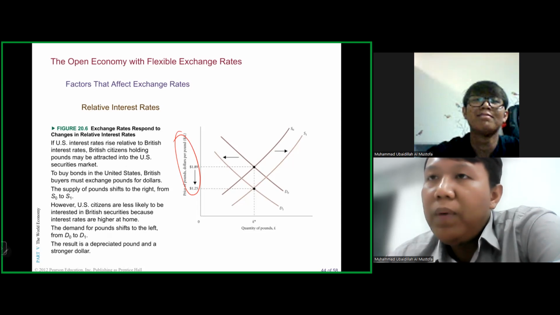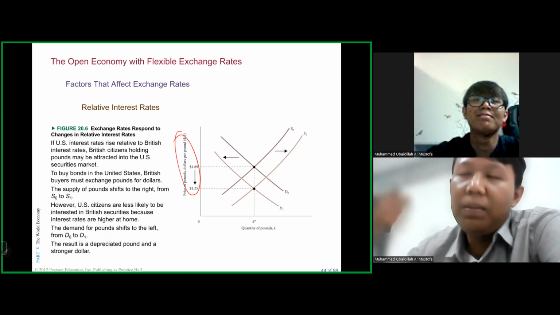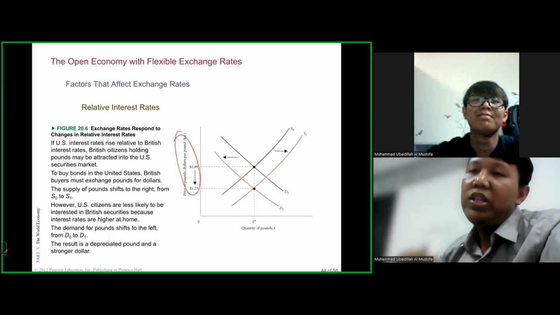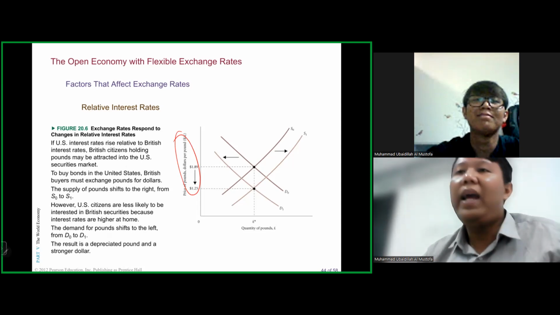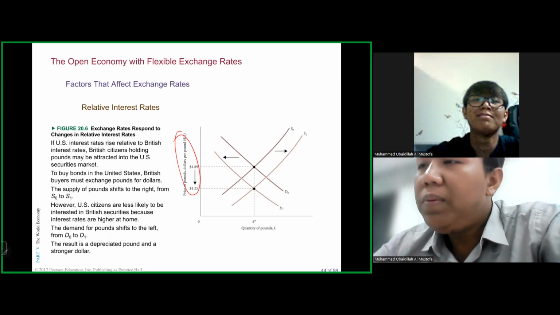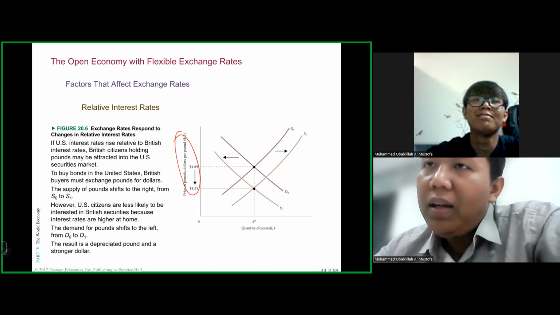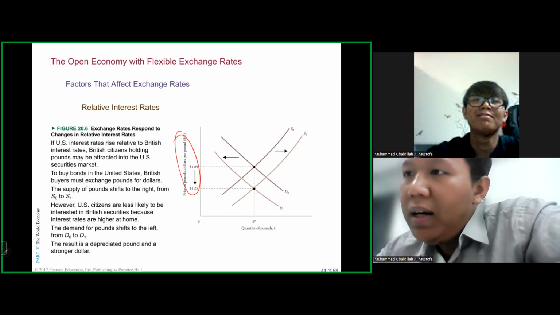So this will shift the demand for the US dollar up and make the demand for pound decrease, because British people are changing their money into dollars. They are exchanging their money into dollars. This is why the supply of pound shifts to the right, because we have an increase in supply. British investors are now exchanging their pounds to US dollars.